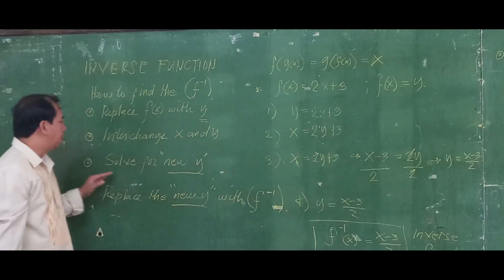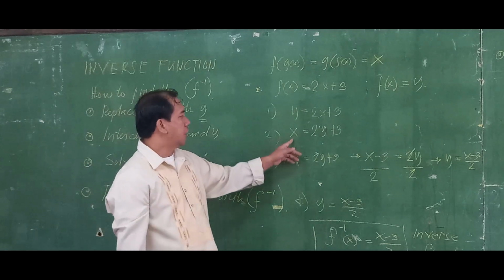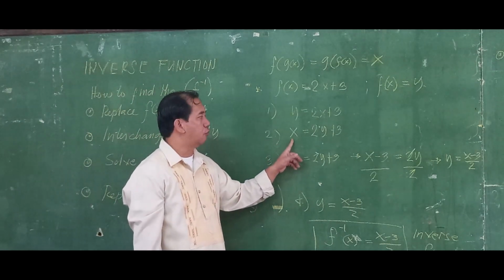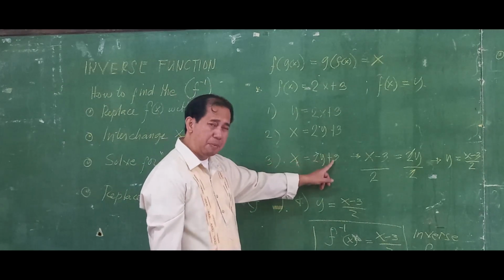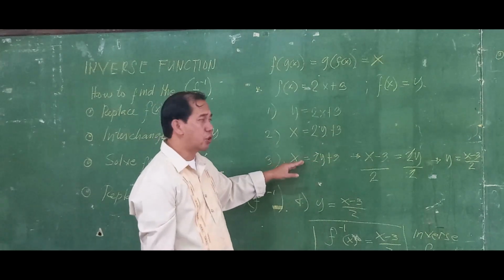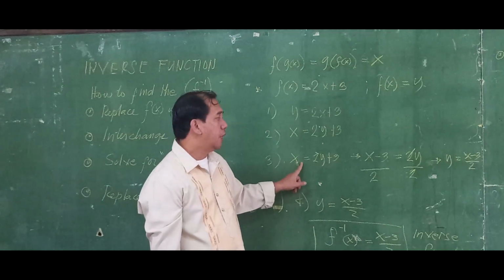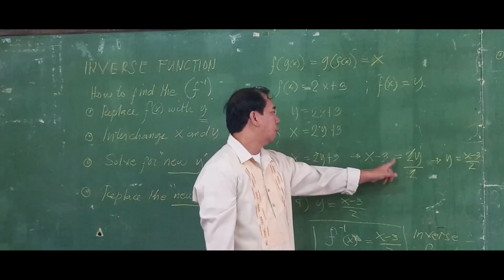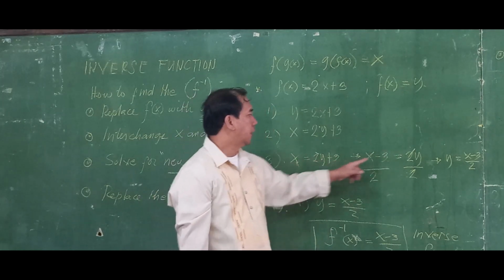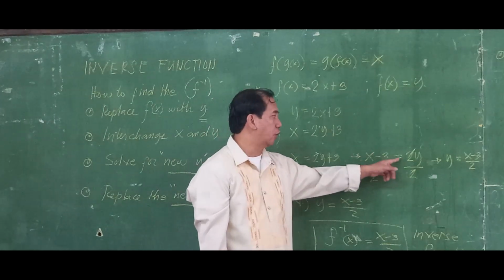Next, in step number 3, that's the time now you are going to solve for the new value of y. Positive 3 is transposed. Now it will give you x minus 3, equated to what is left. What is left? If I transpose that one, that is 2y. So I have now x minus 3 is equal to 2y.